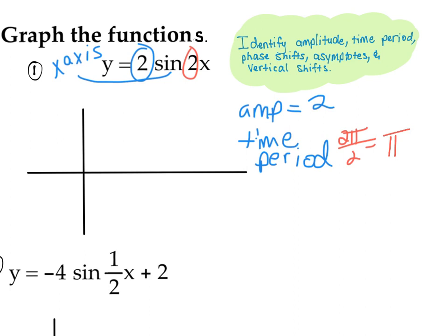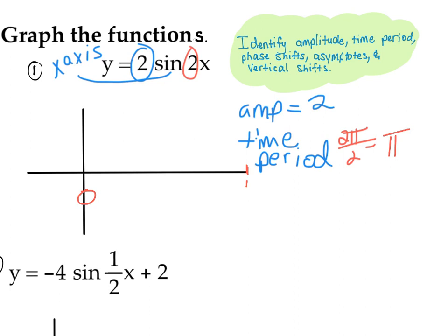Is there a phase shift? Am I moving this left or right? No, because there's nothing in parentheses being added or subtracted to x. Is there a reflection? No. Where would a reflection occur? In front of the very beginning, before the 2. So you know this is just a normal sine curve. So I'm going to start here at 0, and I'm going to end at pi.